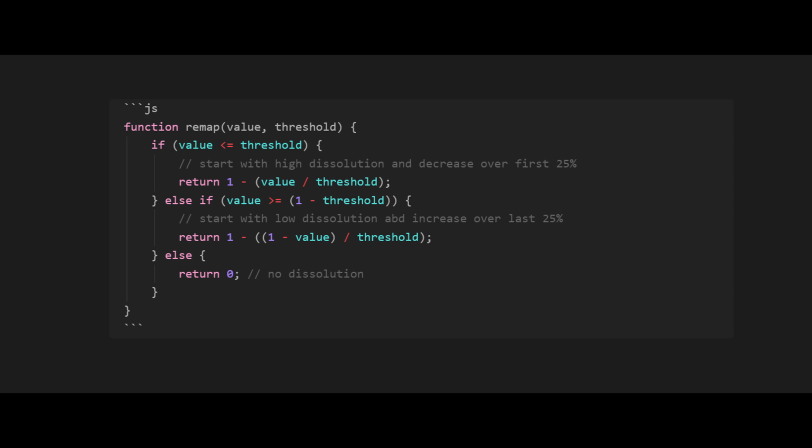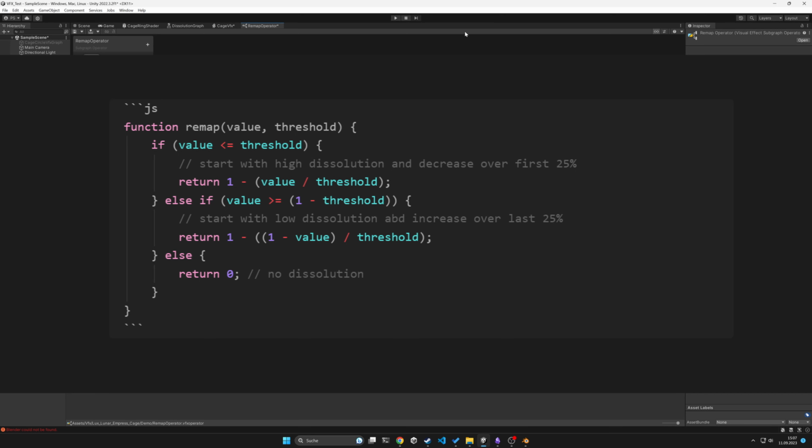If the incoming value is less than the threshold, we will decrease the dissolution over time. Then, until the threshold is met again, the dissolution will be 0. When the dissolution starts again, it will increase to 100% again.